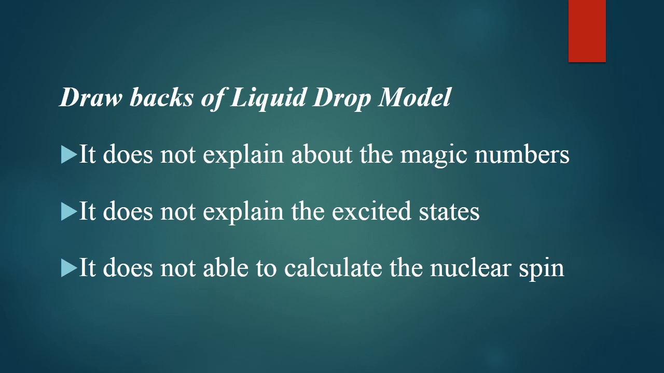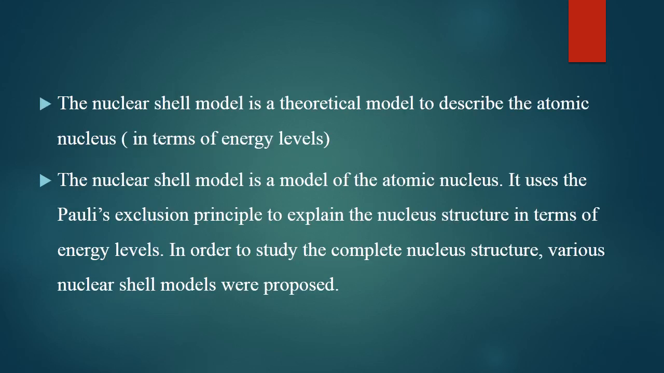Here you can see details about the magic numbers in the shell model, and the significance of magic numbers is not sufficiently explained by the liquid drop model. It also doesn't explain the excited states of the nucleus, and it is not able to calculate the nuclear spin for certain nuclei, not for all nuclei. For certain nuclei, the liquid drop model lacks the ability to justify the nuclear spin.